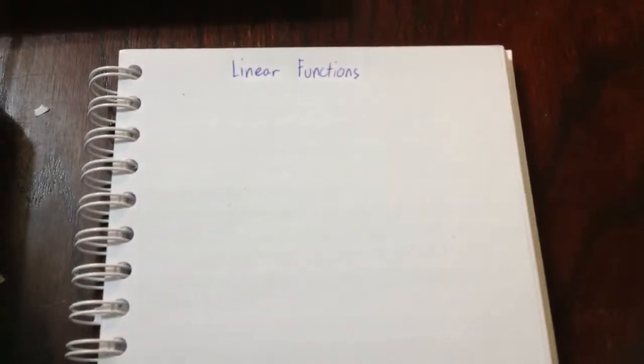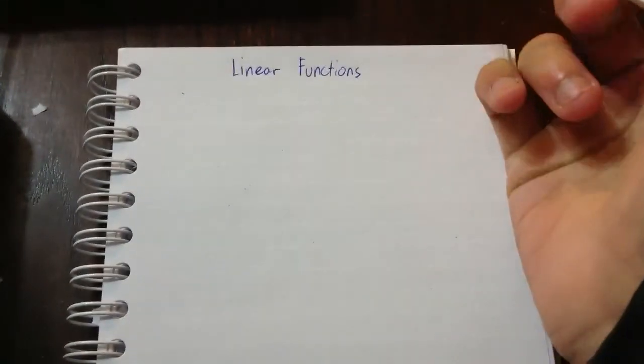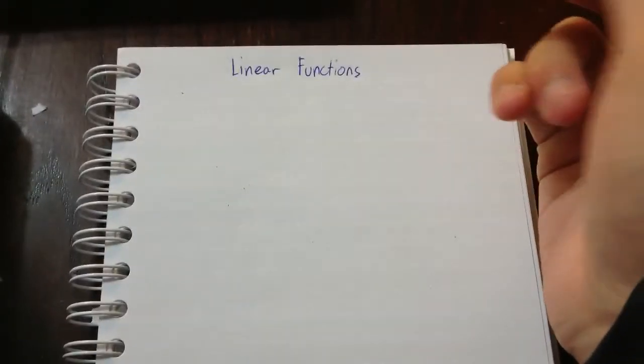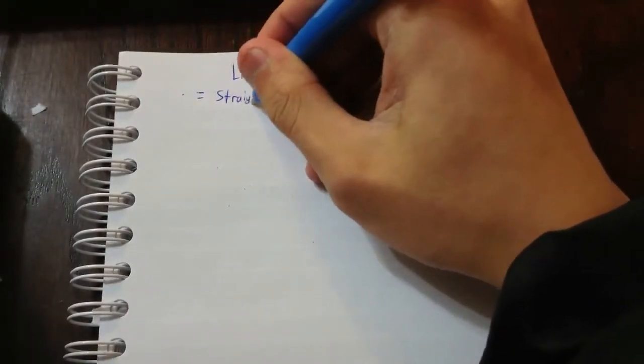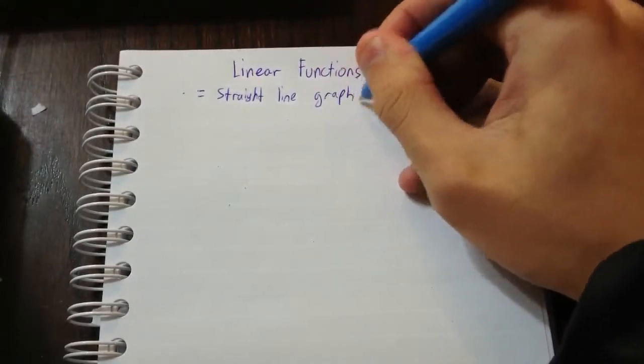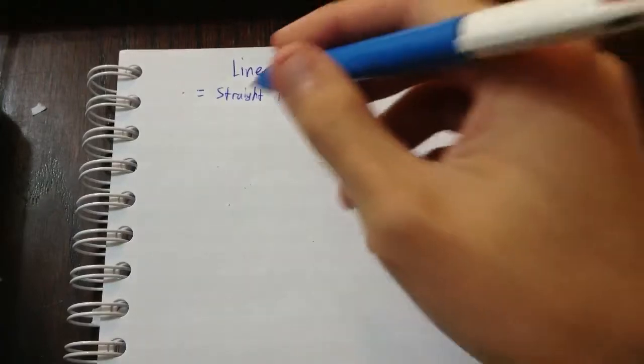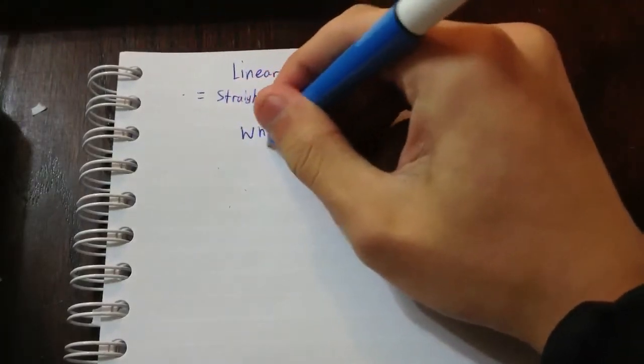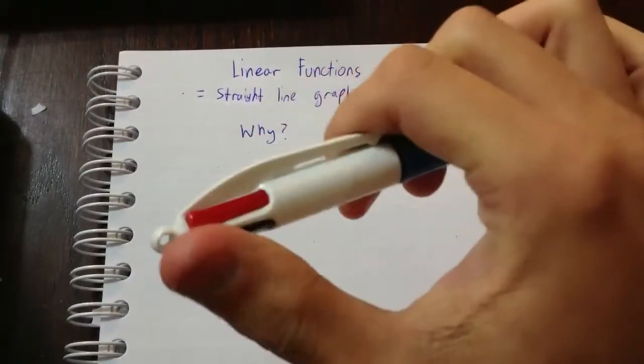Linear functions, or as I like to call them, straight line graphs. I'll write that in. They equal straight line graphs, because that's all they are, just straight lines that we put on a graph. But before we move on into all the nitty-gritty details, I think we should talk about why. Why do you even care about linear functions?